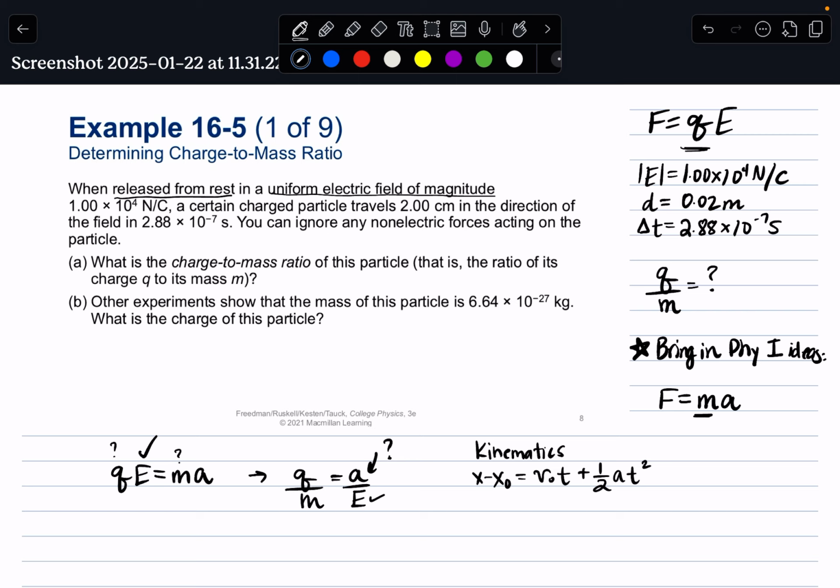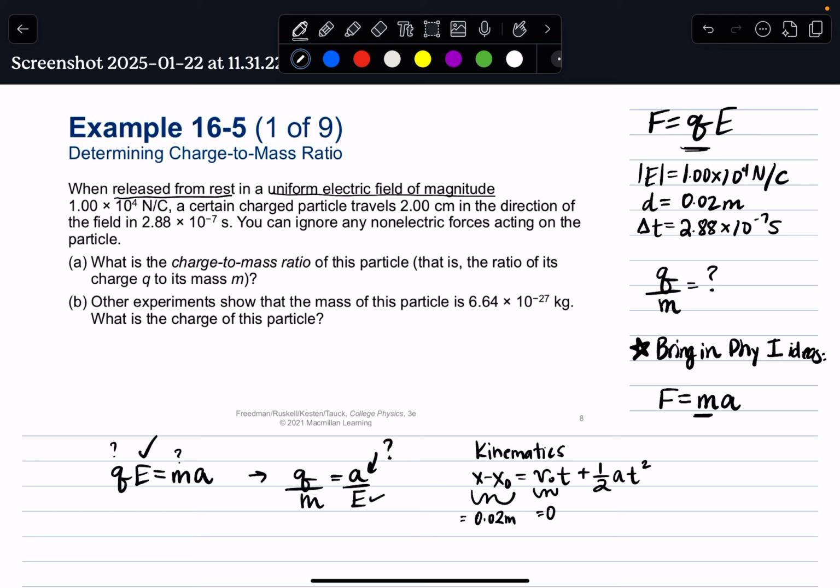Does that one look familiar to you? Right, so the reason why we're using this one is because we have all the information to solve for acceleration here. We know this is the distance traveled, which is 2 centimeters. We know this is the initial velocity. It was released from rest, so that's equal to 0.